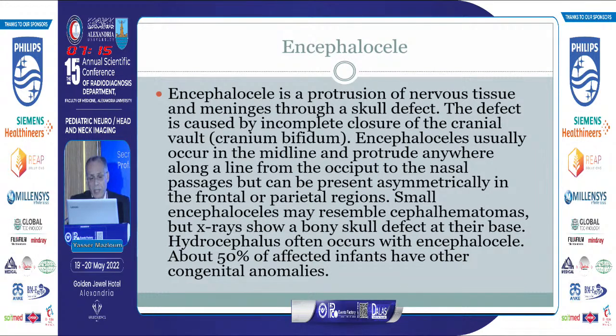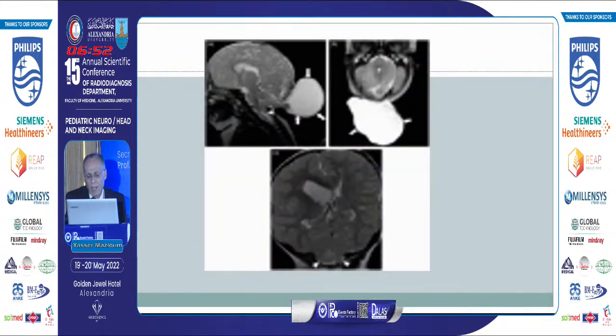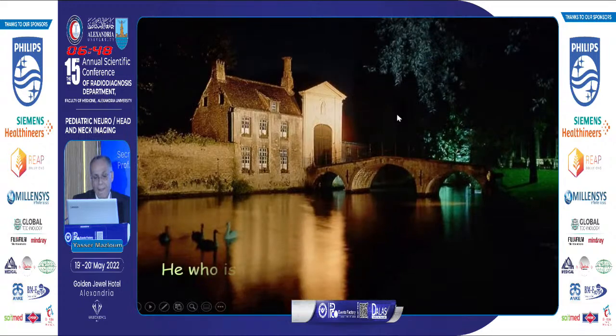Well, how to differentiate encephalocele from cephalohematoma? Just do an X-ray. A bone defect in the skull will be there in case of encephalocele. Hydrocephalus often occurs with encephalocele. About 50% of affected infants have other congenital anomalies. So, golden rule: if you have one anomaly, you have to look for another. You can see a large encephalocele, posterior fossa.